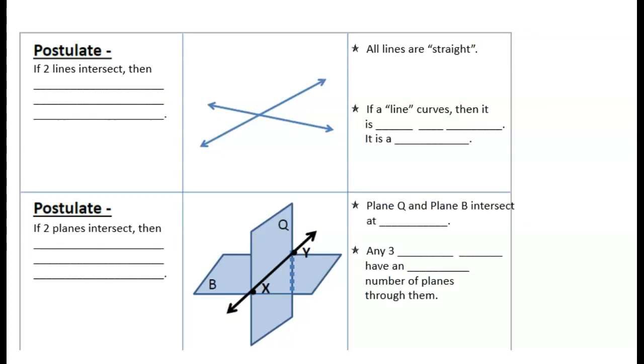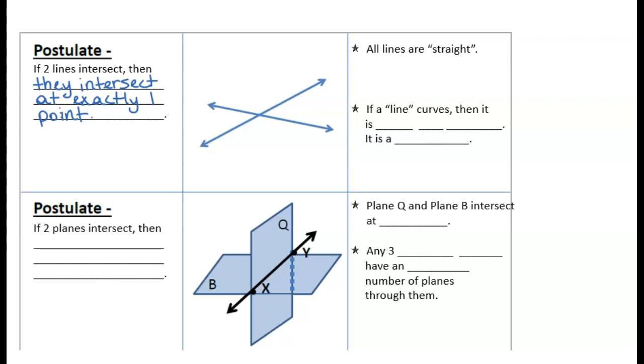Next postulate. The next postulate says if two lines intersect, then they intersect at exactly 1 point. So an example of this, if you were trying to model it at your house, might be 2 pens or 2 pencils, and you're trying to see how many times they touch, how many times they cross. You can't cross them more than once unless you break one of them.